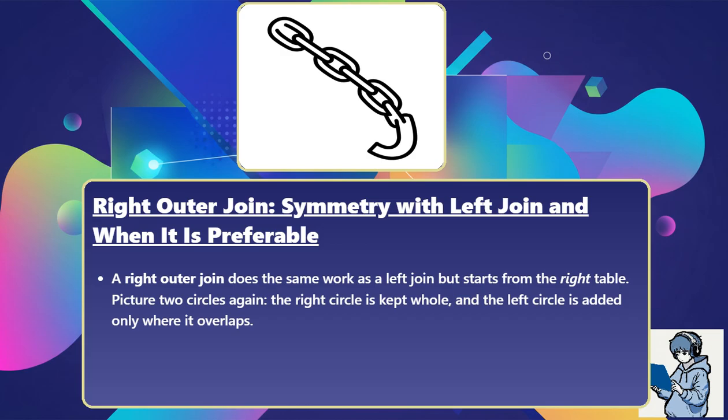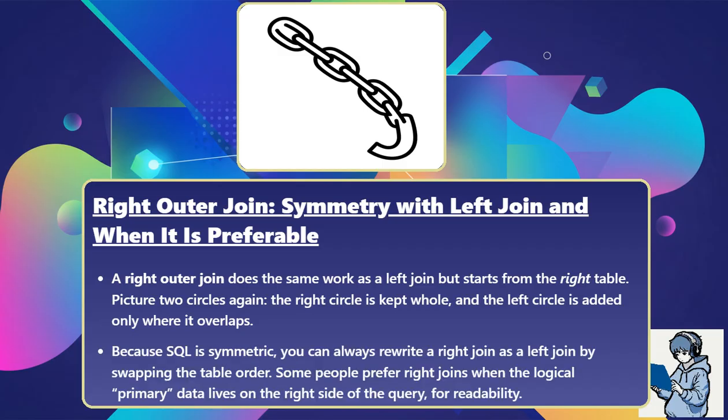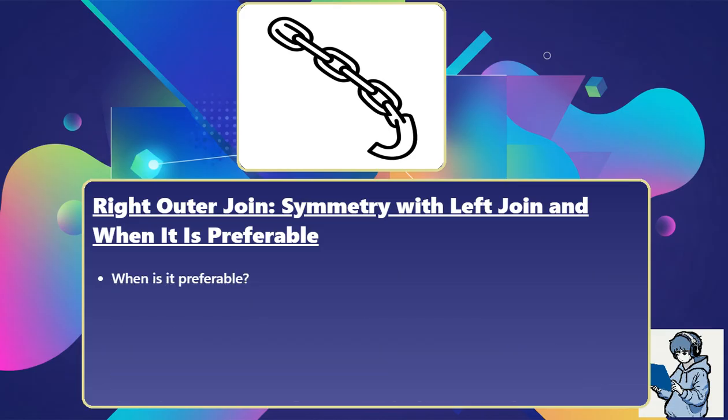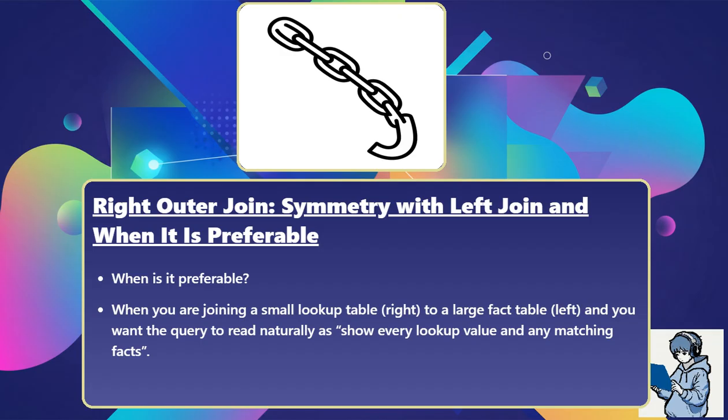A right outer join does the same work as a left join but starts from the right table. Picture two circles again. The right circle is kept whole and the left circle is added only where it overlaps. Because SQL is symmetric, you can always rewrite a right join as a left join by swapping the table order. Some people prefer right joins when the logical primary data lives on the right side of the query, for readability. When is it preferable? When you're joining a small lookup table on the right to a large fact table on the left, and you want the query to read naturally as: show every lookup value and any matching facts.